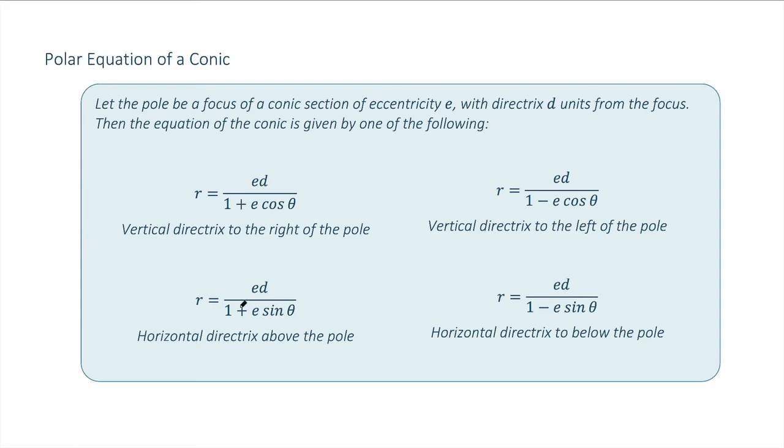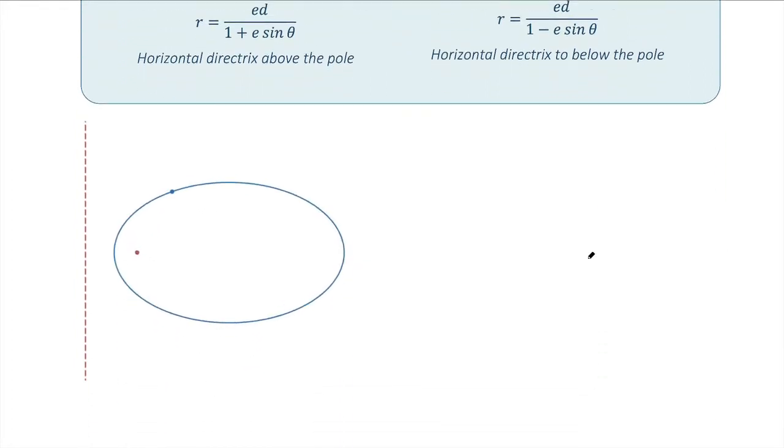And then finally, whether it's a plus or a minus determines the placement of the directrix relative to the actual conic. So if it's a plus, then the directrix is to the right or above the pole. And if it's a minus, then the directrix is to the left or below the pole. So these are the equations of conics, and remember that E determines what type of conic it is. If E is between 0 and 1, it's an ellipse. If E equals 1, it's a parabola, and if E is greater than 1, it is a hyperbola. So let's go ahead and derive just one of these forms.